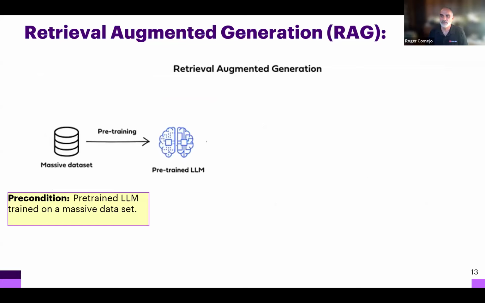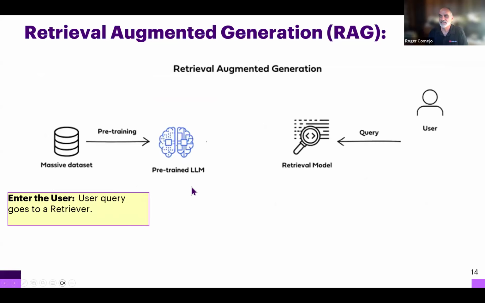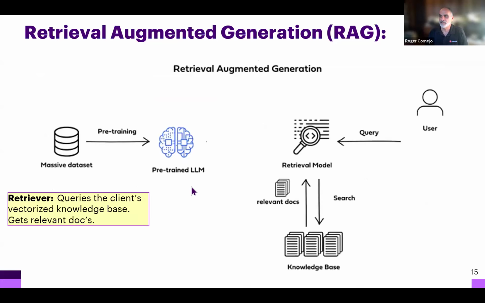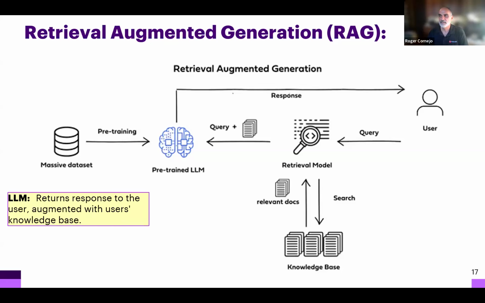The way that works, the precondition is having a pre-trained large language model trained on a massive data set. Then you have a user query, which is turned into a vector and goes into the retrieval model. From there, it searches the knowledge base. In the context of Oracle, that would be your database, with your vectors stored in it. That returns relevant documents, which go with your query back to the large language model, and it generates a response for your user. That's the RAG in a nutshell.